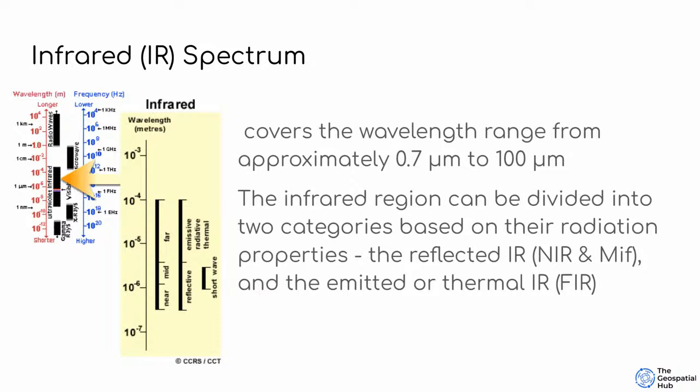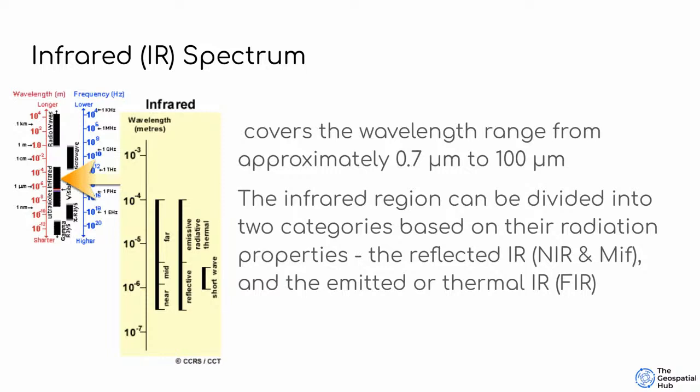For the reflected infrared, that's where we have the near infrared, represented as NIR, and pardon me, there's an error here. This is meant to be MIR, not FIR. So we have the near infrared, and we also have the mid infrared. That's what comprises the reflected portion of the infrared. And now we also have the emitted or the thermal infrared. That is denoted as the FIR, which is the far infrared.